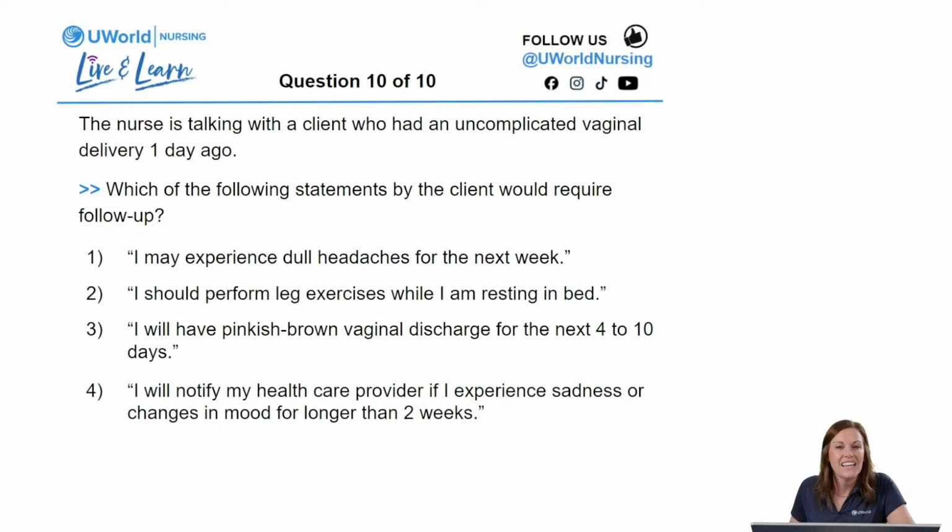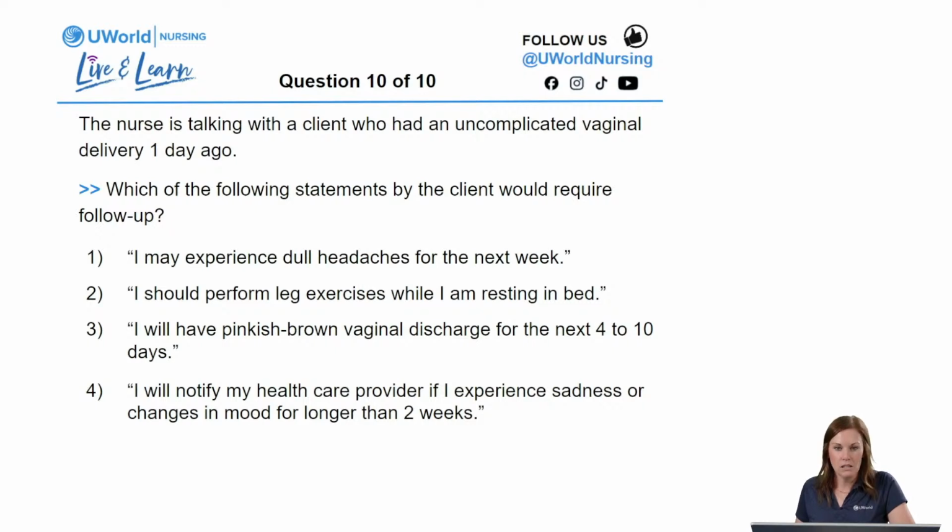Okay, all right. The nurse is talking with a client who had an uncomplicated vaginal delivery 1 day ago. Which of the following statements by the client would require follow-up? Option 1, I may experience dull headaches for the next week. Option 2, I should perform leg exercises while I am resting in bed.